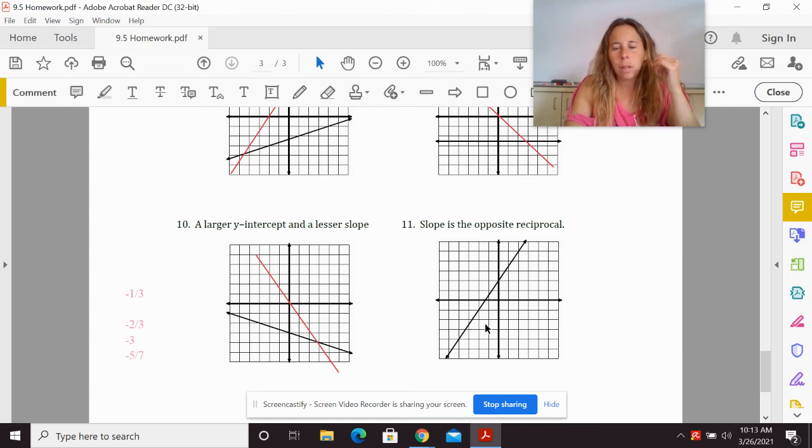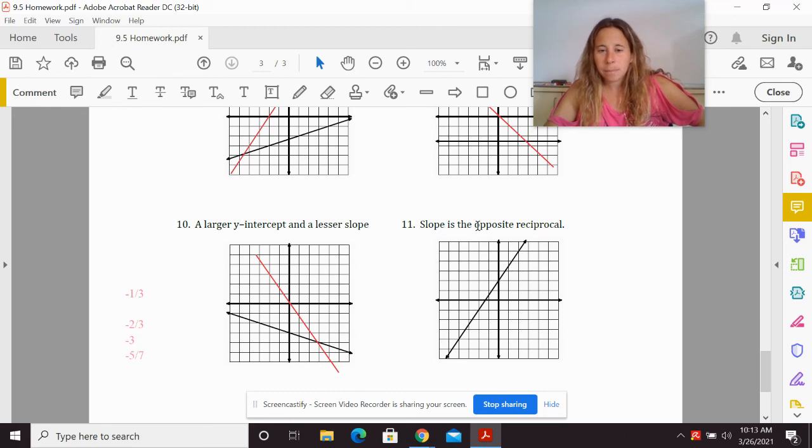All right. Slope is the opposite reciprocal. Ooh. Opposite reciprocal. So what does that mean about these lines? What are they going to be? If slopes are opposite reciprocals, what are these lines going to be? Perpendicular. You have to find a line with a perpendicular slope.